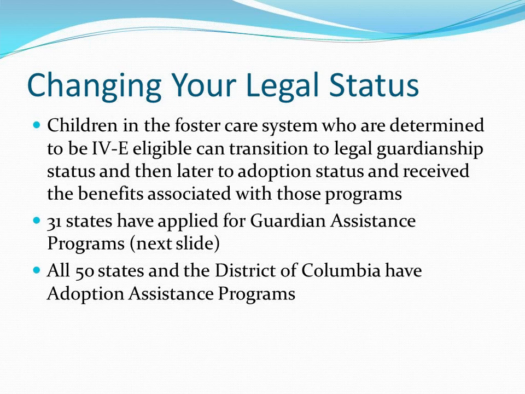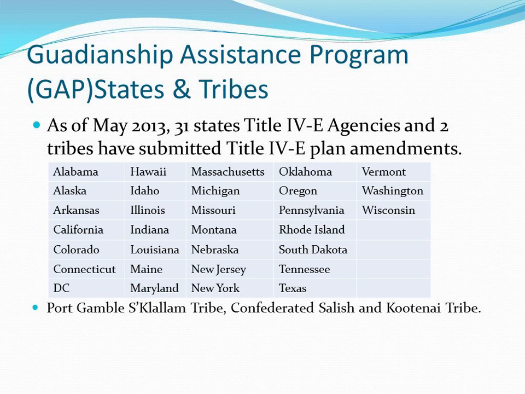Currently, 31 states have applied for guardian assistance programs, and I'll put that slide up next. All 50 states and the District of Columbia are required to have adoption assistance programs and do have them. The Guardian Assistance Program, though, is not required. It's a program that states could opt into. And here are the states. I'll leave that slide up so you can find your states on that list.